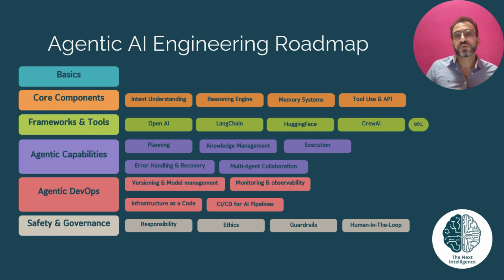I always come back to this slide to show where we stand on our roadmap. Today we are talking about memory systems as part of the core components. The next video will be about tool use and API, and we will continue the journey until we cover all the components of Agentic AI engineering.